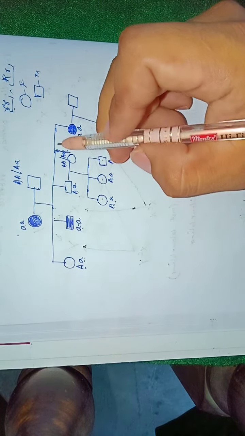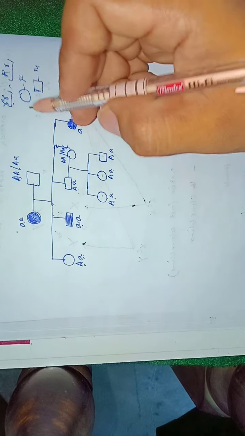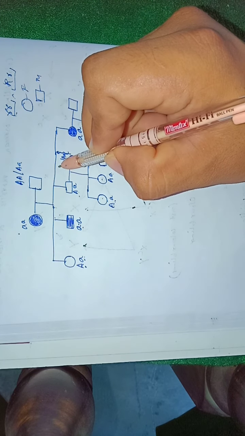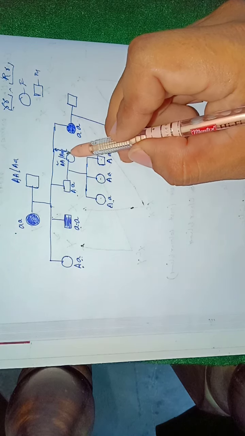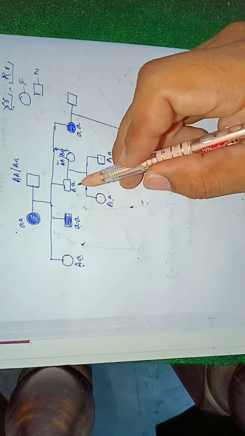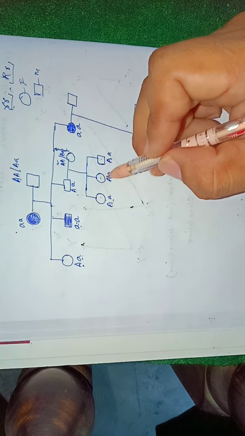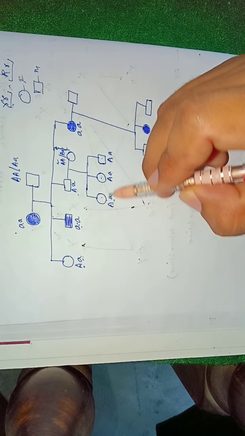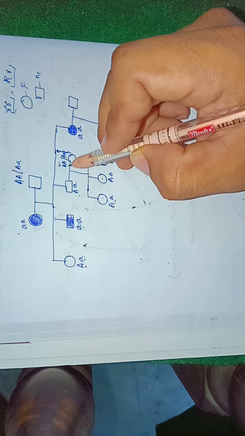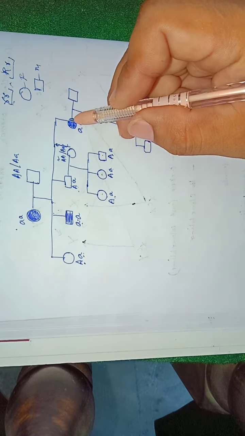So the possibility for the genes that the mother is carrying is the dominant gene, because if she were heterozygous, this small a could also come and fuse with the father's. So father's a and mother's small a would give rise to sickle cell anemia. But since all the children are normal, the only possibility is that this mother is homozygous dominant. Now the third one is this mother.